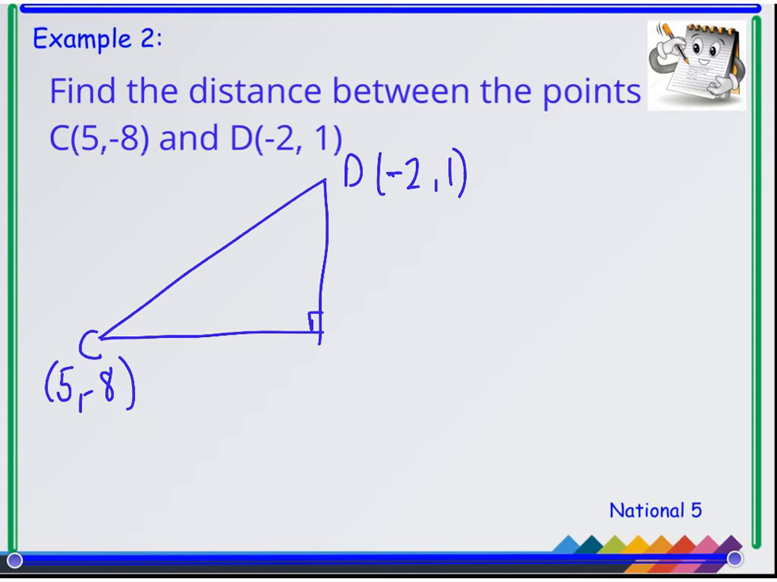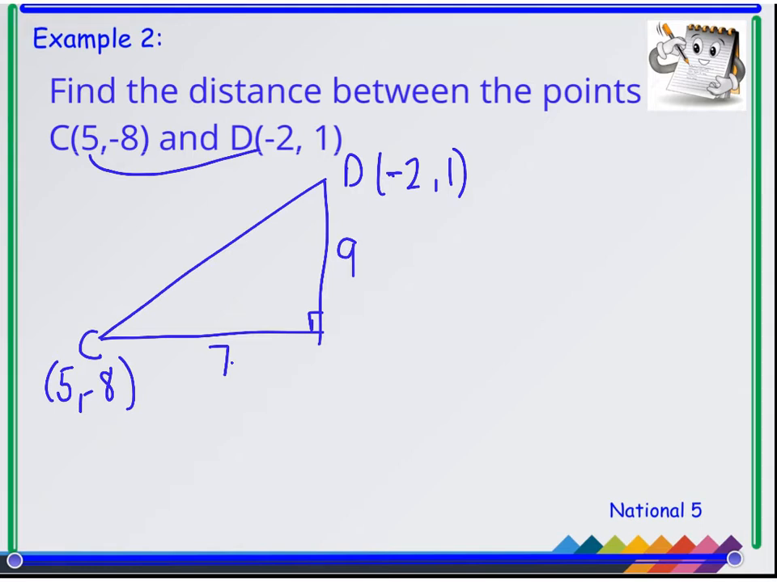Now, we need numbers along this triangle. So how far is it from 5 to -2? So how far is it from there to there? 5 to -2 is a gap of 7. How far is it up and down the way? So from 1 down to -8 is a gap of 9. Don't worry about negatives or anything. So my triangle, without actually having the squared paper, would be 7 by 9.